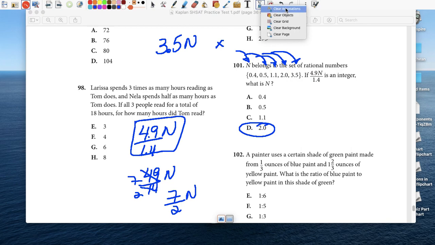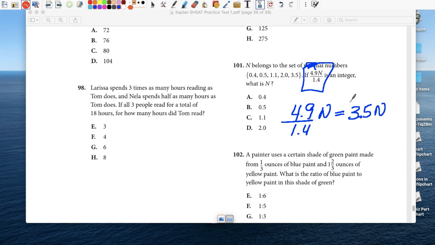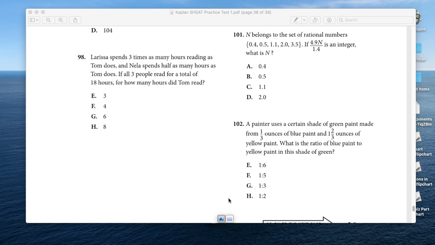So the trick here was simplifying 4.9 over 1.4 and seeing it as 3.5 times n. Look at it this way, and then see which of these numbers multiplied by 3.5 would work. Okay, so just a different view there. 101, 102.